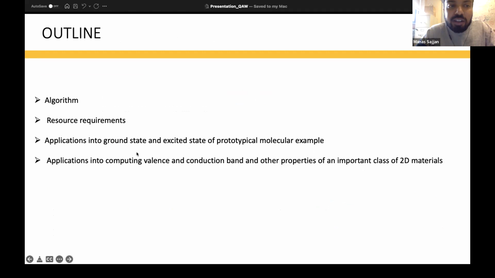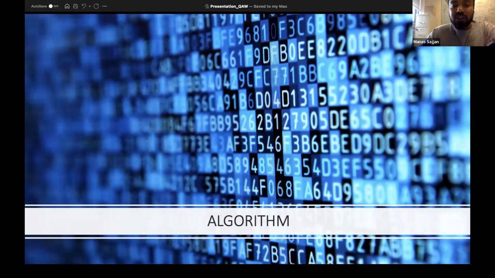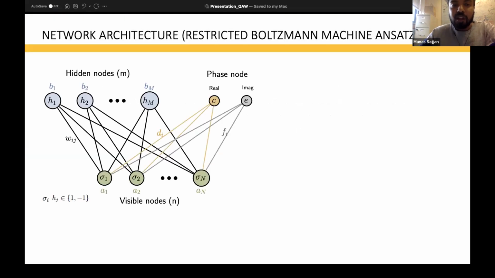And the outline of this talk is going to be this. We'll start with a brief description of the algorithm, and then we're going to talk about the resource requirements of the algorithm, and then show some applications to the ground and the excited states of molecular systems as well as 2D materials. So let's start with the algorithm.